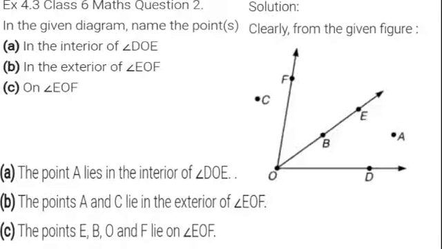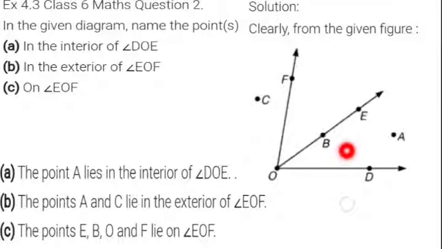The next question is number 2. Here we have to see the figure and answer these questions. In the interior of angle DOE, we have to name the points in the given diagram. So where is D? Here is D, here is O, and here is E. That means we are going to consider only this much angle, and in this angle, we have to find the points which are inside the angle.